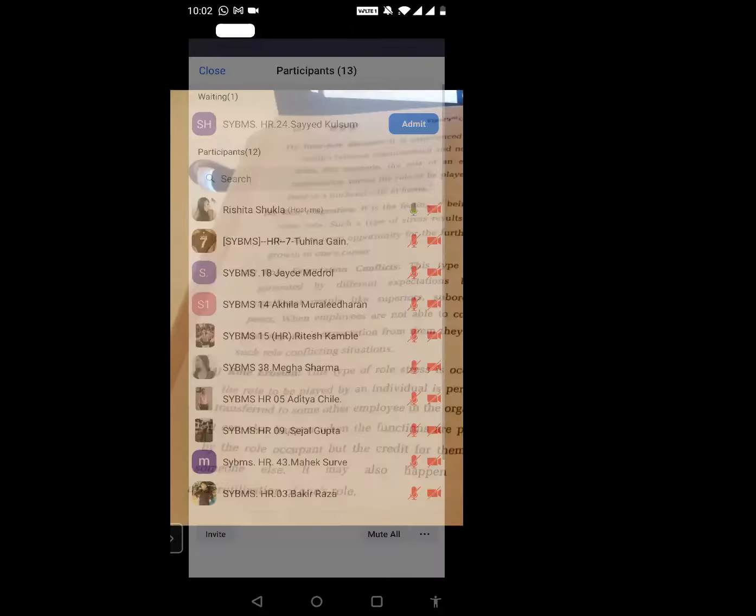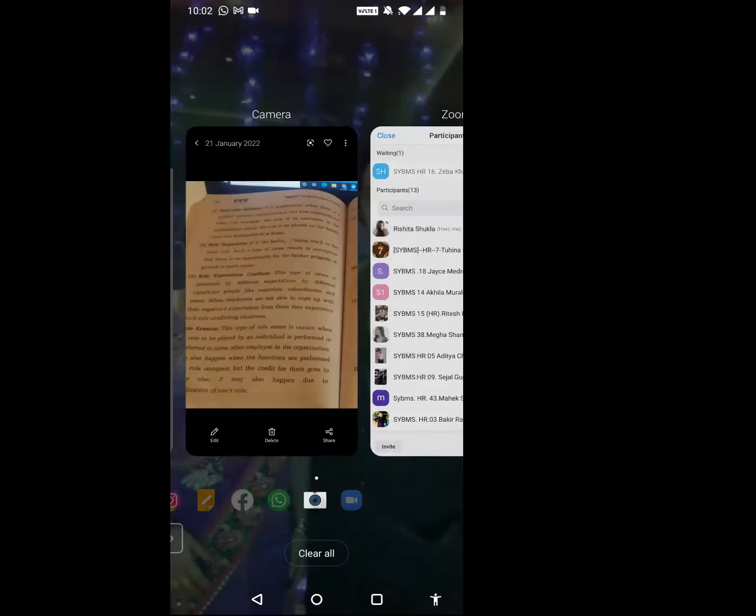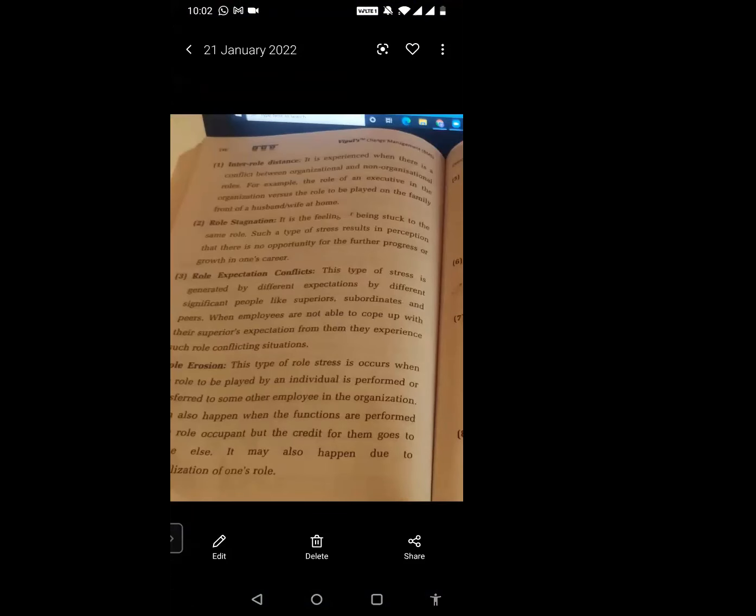After that, the next point was role erosion. Okay, what did you study in role erosion? That when your role is transferred to somebody else, probably because your work is not appreciated, or when your work credibility is taken away by somebody else. When you are working but the credit goes to someone else, definitely you will feel stress. That is role erosion. I think these 4 points we have discussed in detail, at very long length.